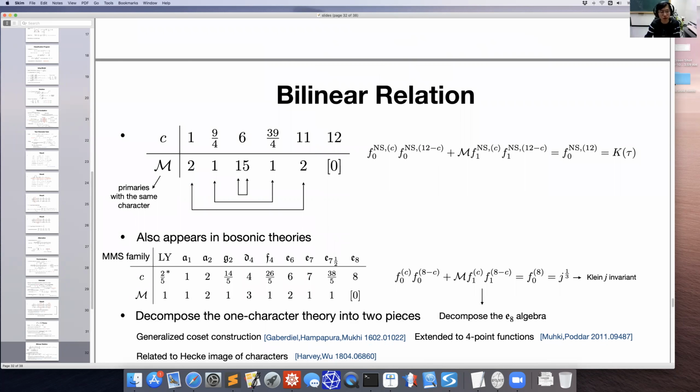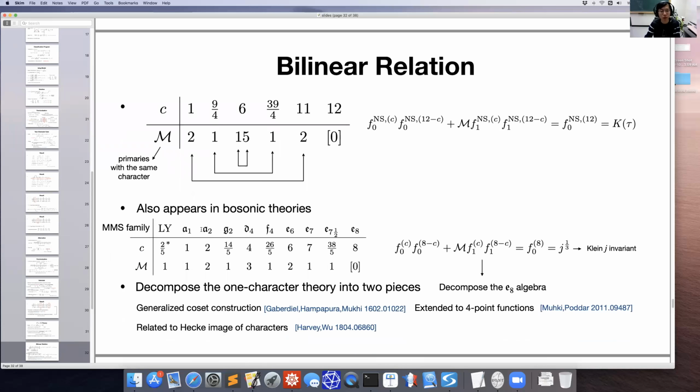Such a kind of relation also appears in bosonic theories. So let's go back again to the MMS family, which I list in the following form. It turns out that there's also a bilinear relation such that the left-hand side always gives the unique vacuum character of E8 at level 1, which is the cube root of J, where J is the Klein J invariant. So this bilinear relation, in some sense, is decomposing the one-character theory into two pieces. And here you can think of it as decomposing the E8 Lie algebra.